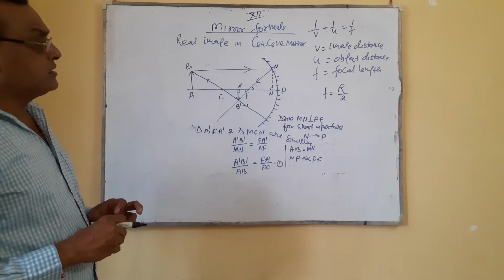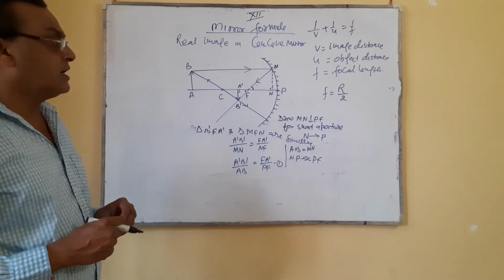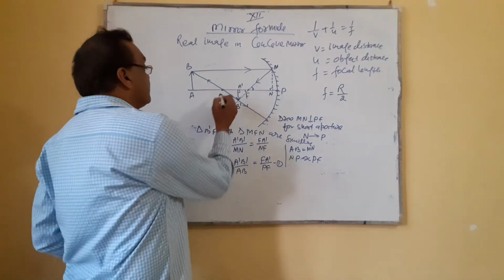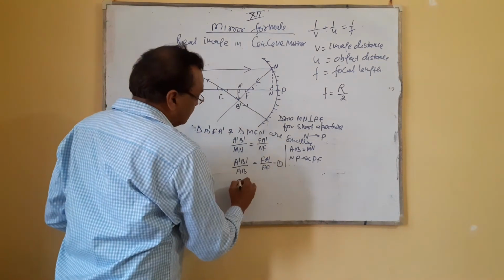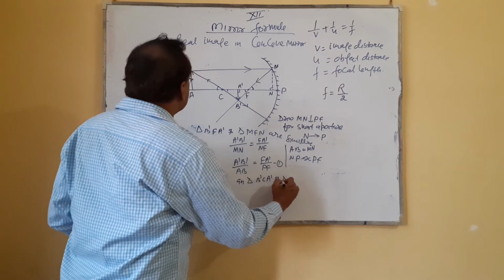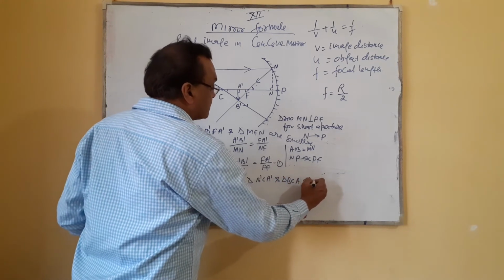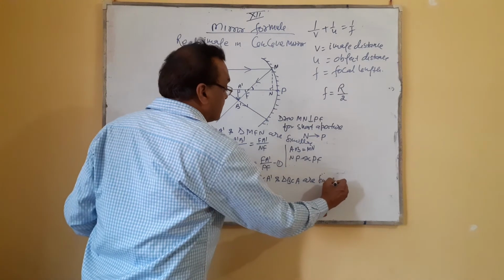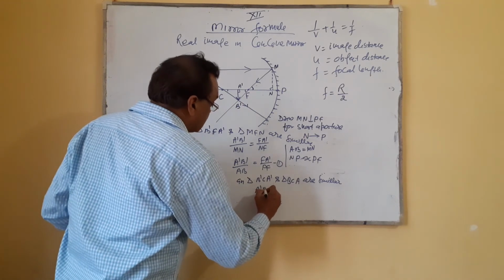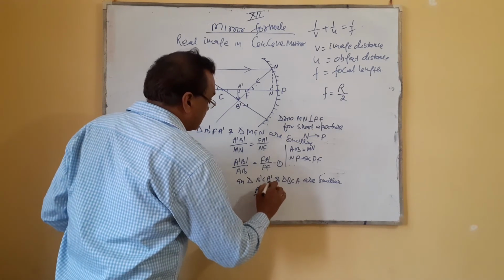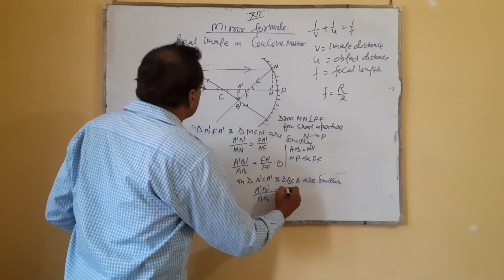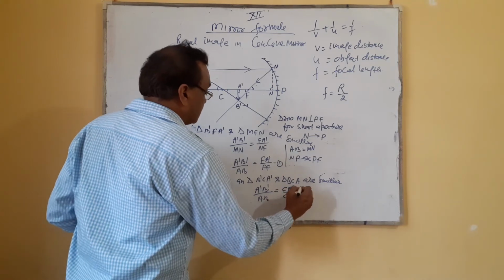So what you have seen, first you have to take that image triangle and second you have to take the object triangle. Next, triangle again, we are taking just this and this. Triangle B'CA' and triangle BCA are similar. Again, both are similar, so what will A'B' by AB be equal to? It will be CA' by CA.